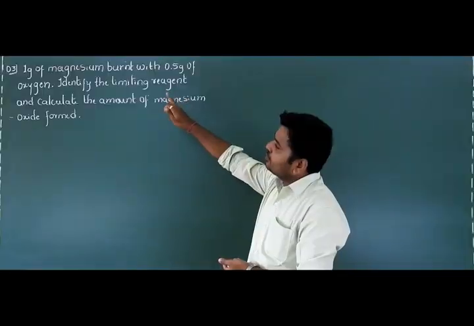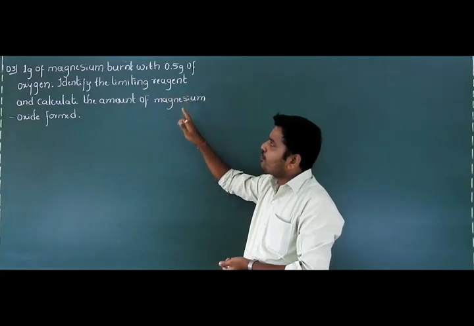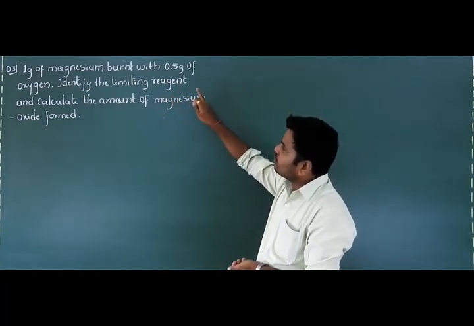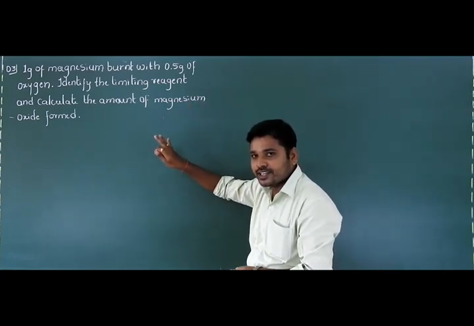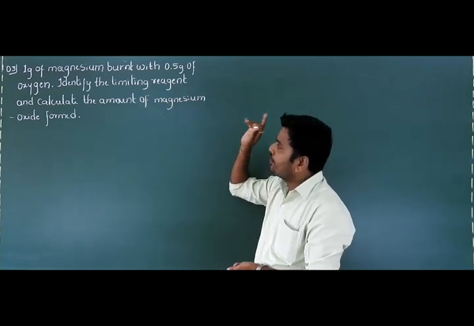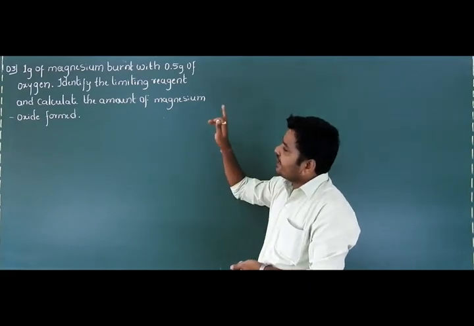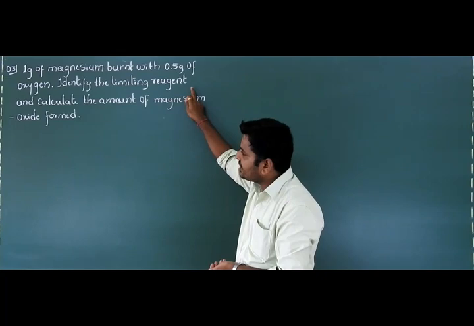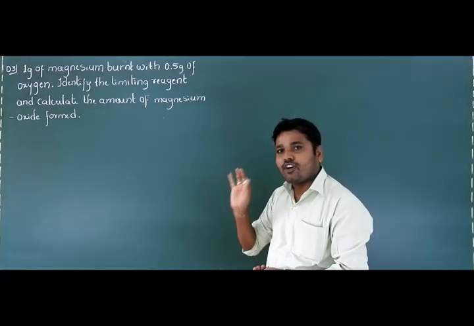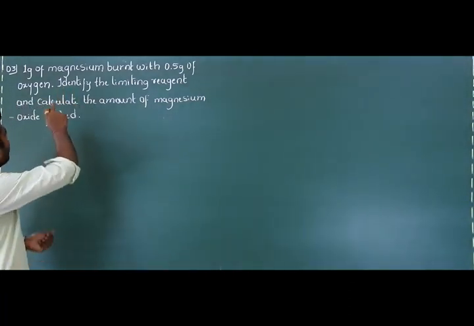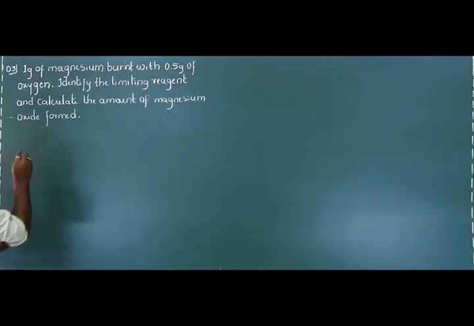This is clear. The third problem is: 1 gram of magnesium, I repeat, 1 gram of magnesium burnt with 0.5 gram of oxygen. Listen to the first sentence carefully, students. So 1 gram of magnesium burnt with 0.5 gram of oxygen. And the question is, identify the limiting reagent and calculate the amount of magnesium oxide formed. Based on this first sentence, 1 gram of magnesium burnt with oxygen. So two reactants, listen to the solution carefully.